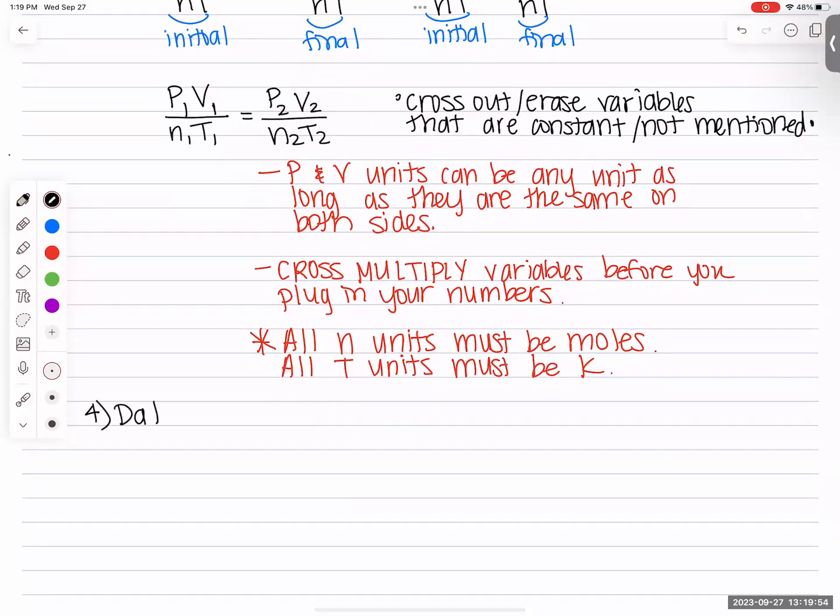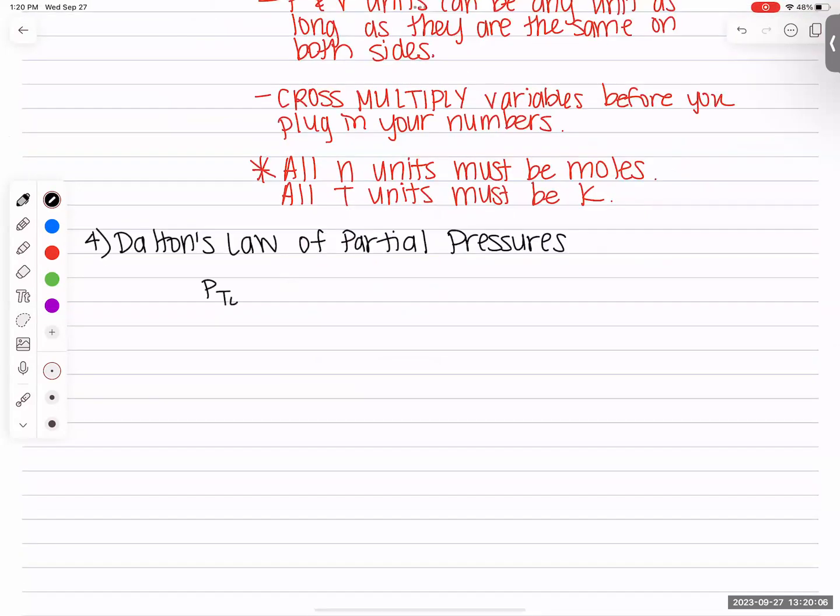Next, looking at Dalton's law of partial pressures. This one's really straightforward. He said the total pressure in a container is equal to the pressure of all the components added together. So if I have a container of oxygen and nitrogen and argon, the total pressure is going to be the pressure of the oxygen plus the pressure of the nitrogen plus the pressure of the argon. It's not really that complicated. Don't overthink it. If you have multiple gases inside of a container, you add all their pressures up, you're going to get a total pressure.